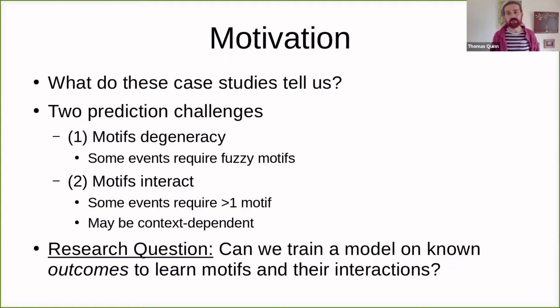The second is that motifs interact. And this is clearly highlighted by both the transcription initiation and branch point examples, which is that some genomic events require more than one motif in order for them to occur. And not only that, not only do both motifs need to be present, but they need to be present in a certain context, i.e. separated by a certain number of positions, or else the genomic event may not occur. So the research question we have here is, can we train a model on known outcomes to learn the motifs and their interactions when the motifs and the interactions are unknown?